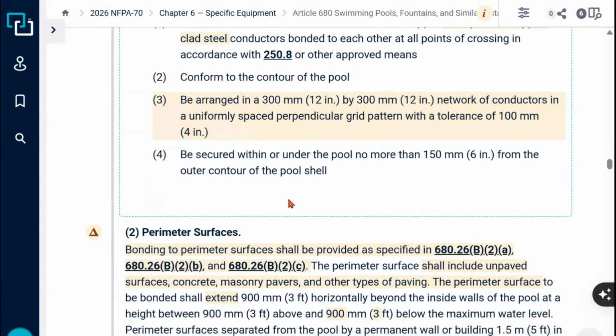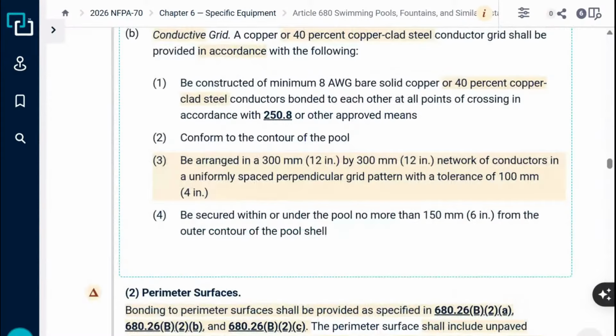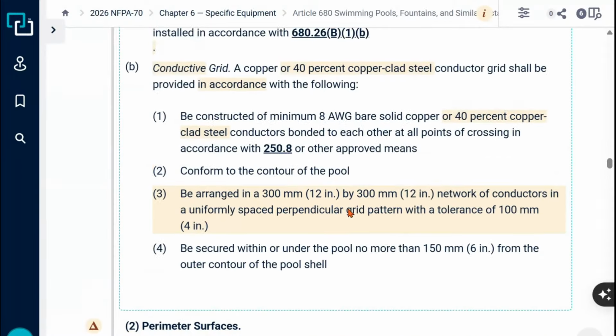And number 4 says it must be secured within or under the pool no more than 6 inches from the outer contour of the pool. So again, it follows the contour, and it's going to be close to the actual contour of the pool. Not more than 6 inches, so it's going to follow the contour very closely. So again, we covered that pretty quick.